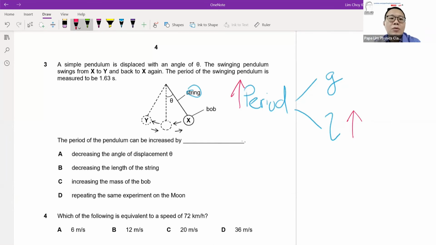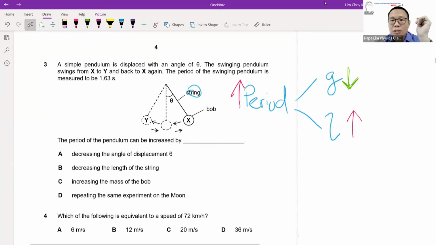Similarly, if I swing the pendulum on a planet of a lower gravitational field strength as compared to Earth, let's say I go to the Moon, where the gravitational field strength is much lower, it has decreased. With a lower gravitational field strength, the pendulum will take a longer time to oscillate, and as a result, the period of the pendulum will increase. So in general, these are the two factors that affect the pendulum.